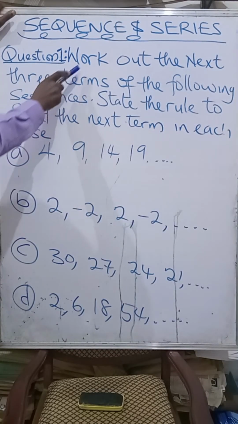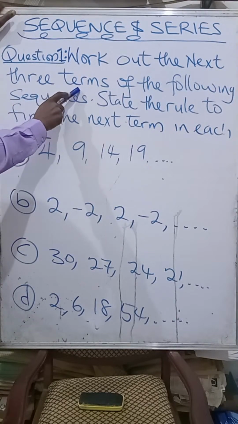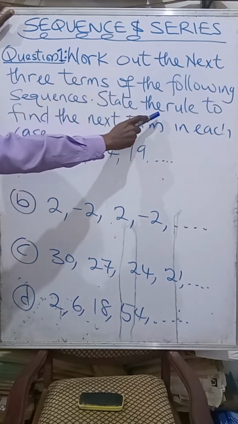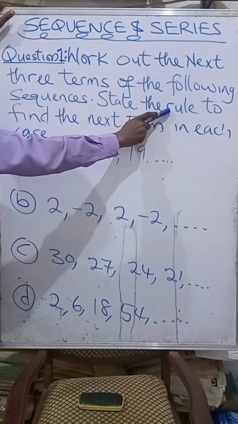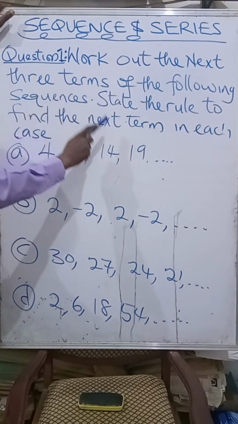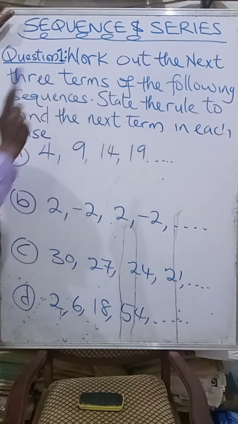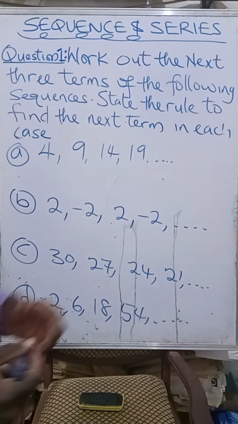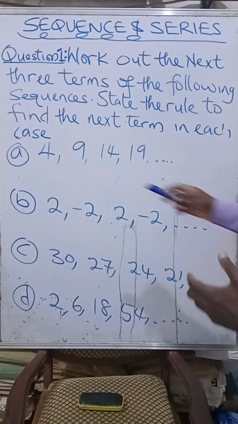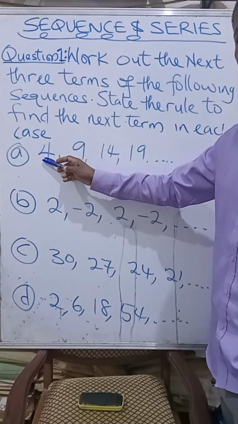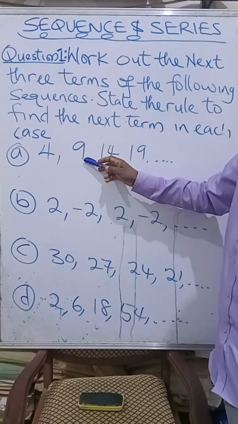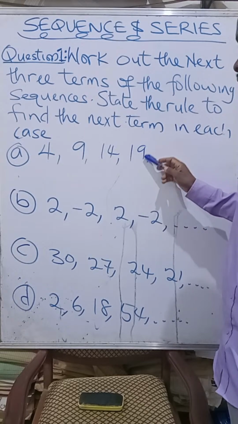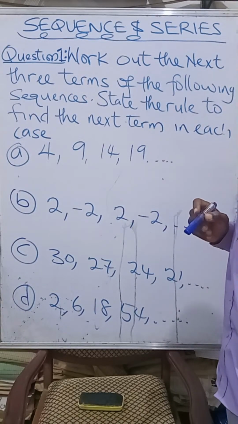Work out the next 3 terms of the following sequences. State the rule to find the next term in each case. So the first one, if you look at it, the first number is 4, which is the first term. The second term is 9. The third one is 14. The fourth one is 19. So look at the pattern.